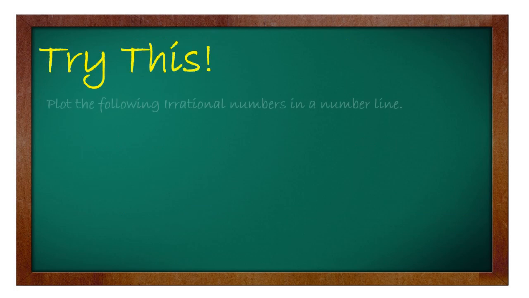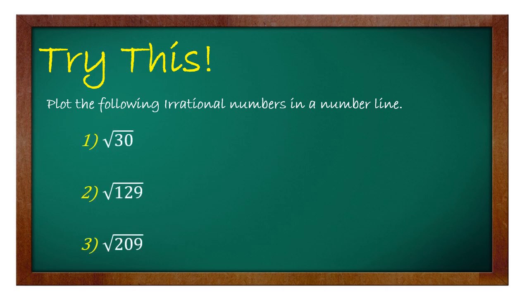So, I want you to try this. So, plot the following irrational numbers in a number line. So, square root of 30, square root of 129, and the square root of 200. So, makakapag-plot ka kapag nakuha mo na yung iyong approximation. Once na meron ka ng sagot, i-post mo muna tong video na to, then kapag may sagot ka na, pwede mo na ulit i-continue to check your answers. Okay?